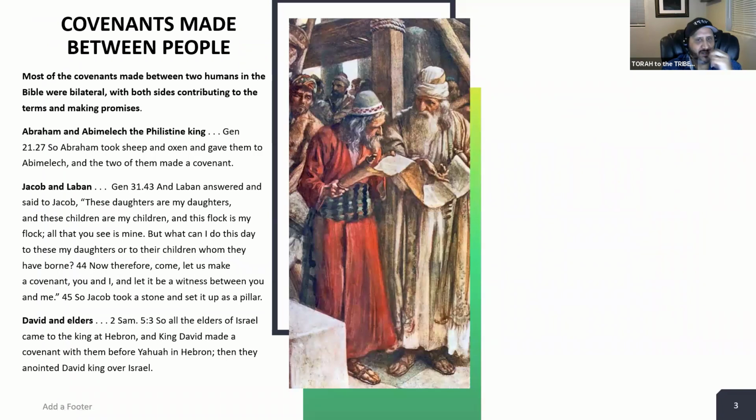All right, so what we have here are the different types of covenants. Now, there are some covenants made between people, and there are some covenants that were made between Elohim and man. What are just some of these covenants between people? Most of the covenants made between two humans in the Bible were bilateral, with both sides contributing to the terms and making promises. Now, the covenant of salt is mentioned 3 times in the Bible.